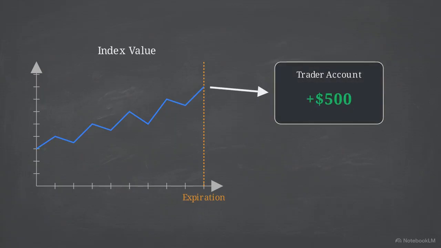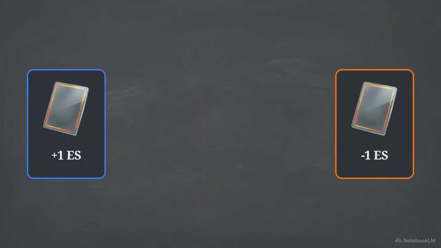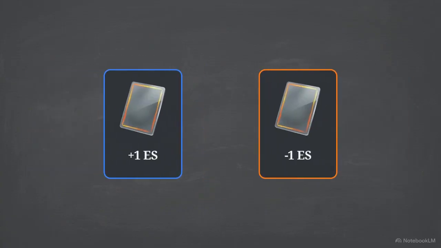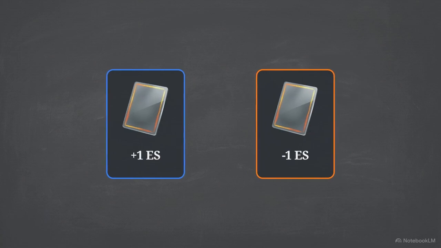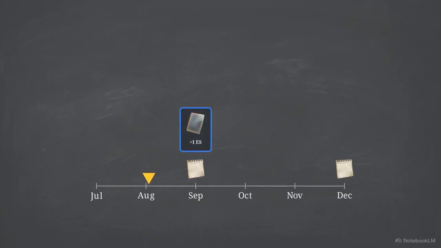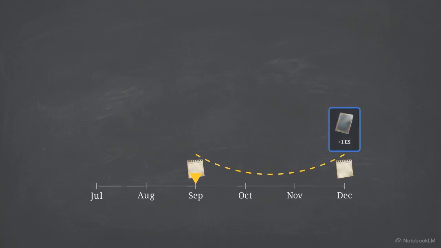To avoid settlement, traders use a method called offsetting. If you are holding one long contract, you simply execute an equal and opposite transaction, selling one short contract. The two positions cancel each other out, neutralizing your trade before expiration. Institutions use a technique called rollover. They simultaneously close their expiring front-month contract and buy the next month's contract. This allows them to maintain their long-term macro position without holding an expired asset.